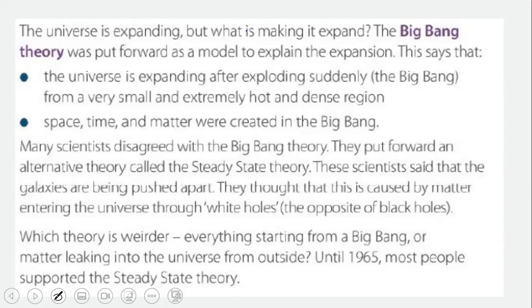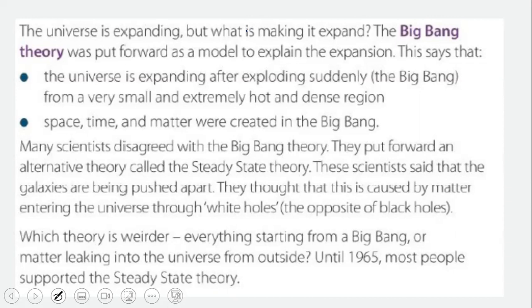Okay, understood, then. Miss, one thing you have to know is that in your syllabus, they want you to be able to describe how the red shift provides evidence for the Big Bang theory. For a long time, we had a question of how the universe is expanding. The scientists came up with two theories, and one of the theories was the Big Bang.